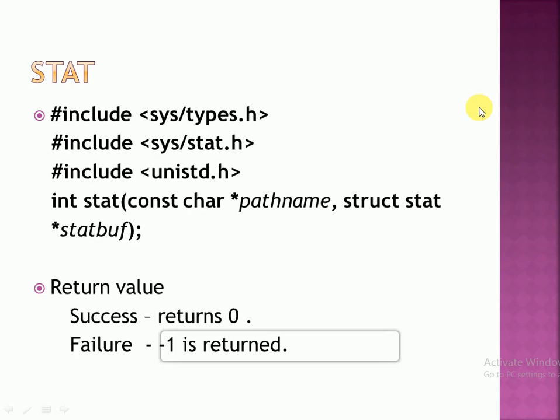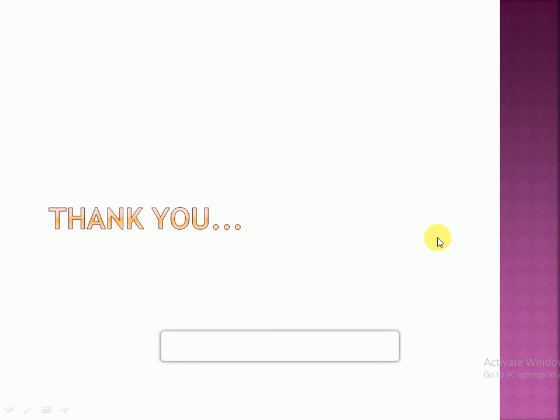The difference for lstat is that if the path name is a symbolic link, then it returns information about the link itself, not the file that it refers to. The fstat is identical to stat except that the file whose information is to be retrieved is specified by the file descriptor fd. Thank you.